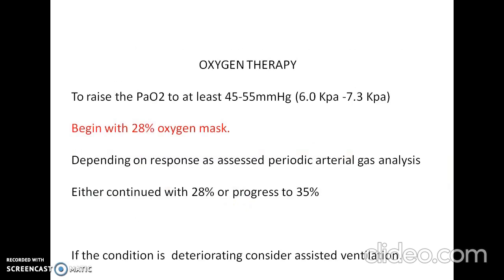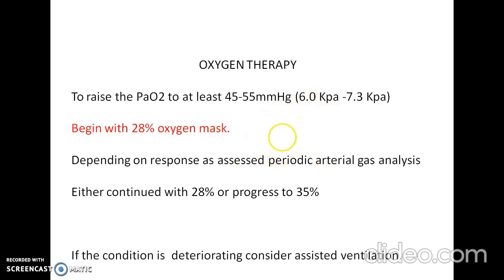Followed by this, oxygenation therapy should be started. Initially we had discussed oxygen delivery to a person. Some precautionary tests should also be done in order to check the concentration of oxygen. This we have discussed earlier. To raise the partial pressure of oxygen to at least 45 to 55 mm Hg, so around 6 kilopascal to 7.3 kilopascal, it can be achieved by raising the pressure of oxygen.